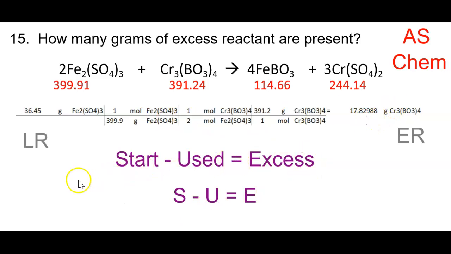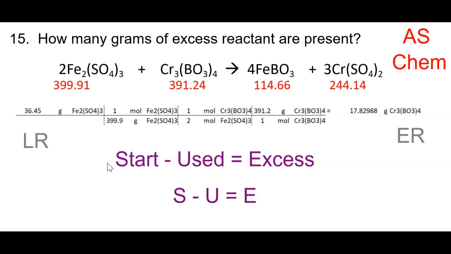Now we're going to SU. Start minus used equals excess. SU. Start minus used equals excess. Very important point, a very important thing to point out right now. When I do a stoichiometric calculation, this is true and has been true the whole time. This is my first time pointing it out to you though.